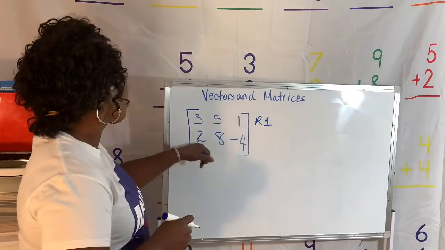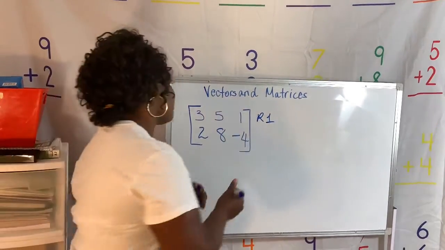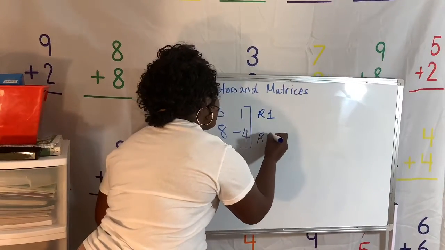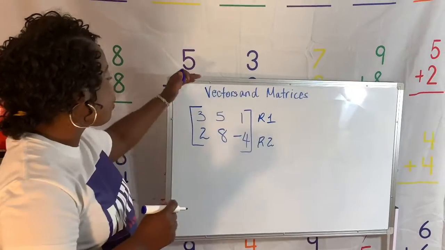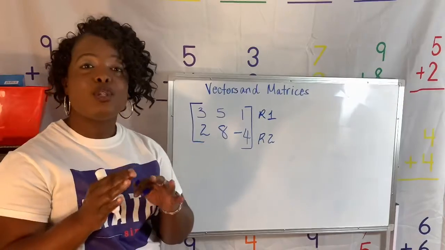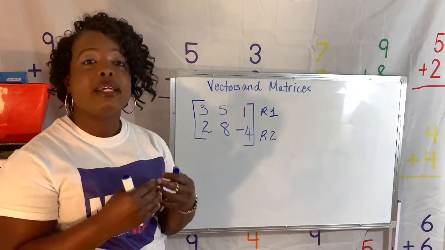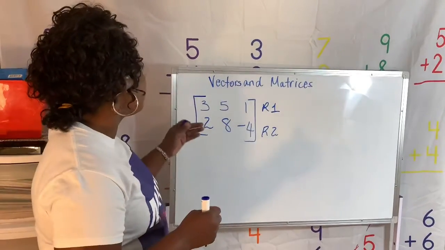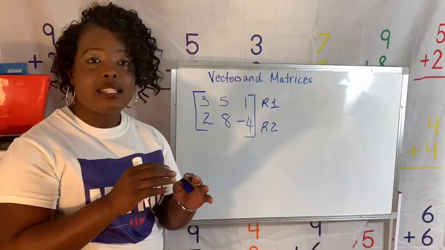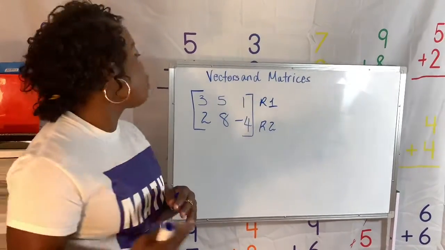And then we have 2, 8, -4. That we denote as row 2, so I'm going to go ahead and write R2 here. We're also going to look at the numbers going down. Remember when I showed you what a vector was, vectors either come in rows or they come in columns. But within a matrix, you're going to have numbers organized in an array, not just a list.